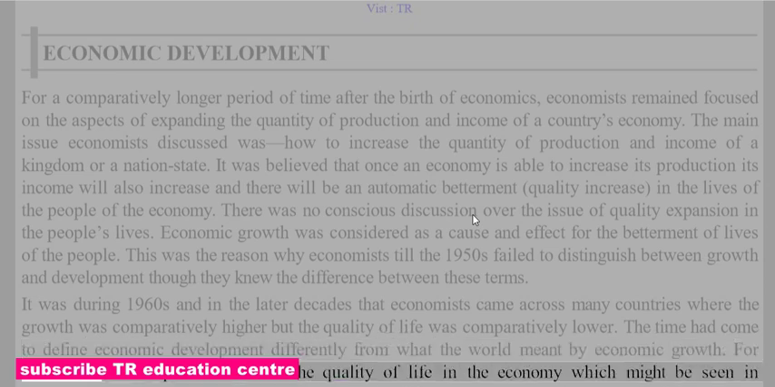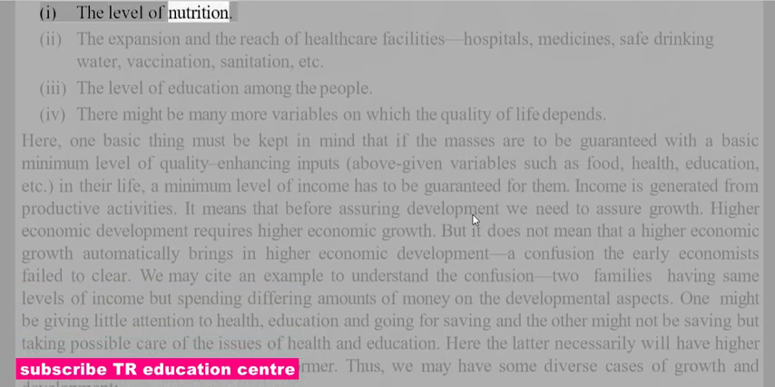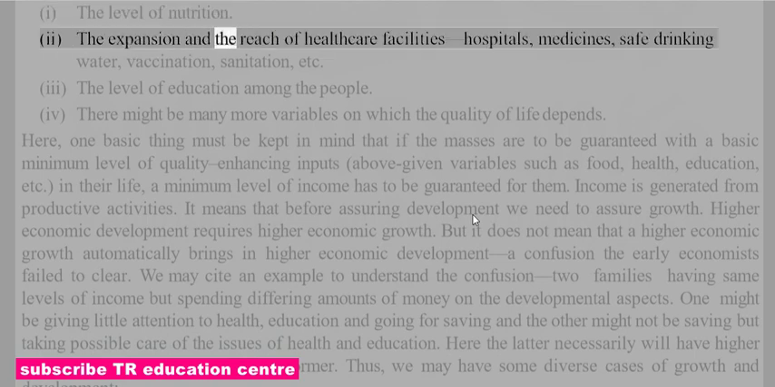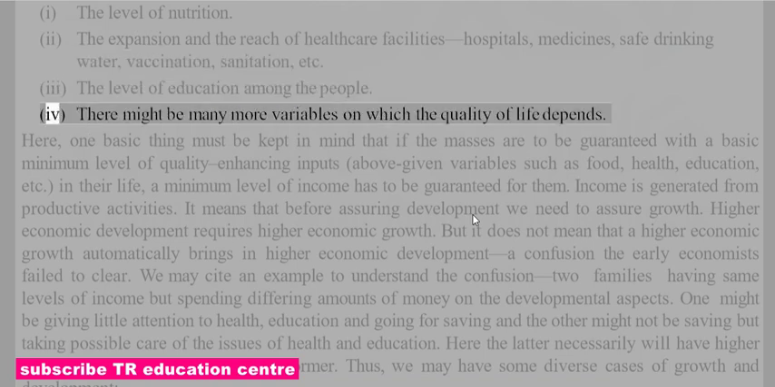For economists, development indicates the quality of life in the economy, which might be seen in accordance with the availability of so many variables such as 1. The level of nutrition. 2. The expansion and the reach of healthcare facilities, hospitals, medicines, safe drinking water, vaccination, sanitation, etc. 3. The level of education among the people. 4. There might be many more variables on which the quality of life depends.